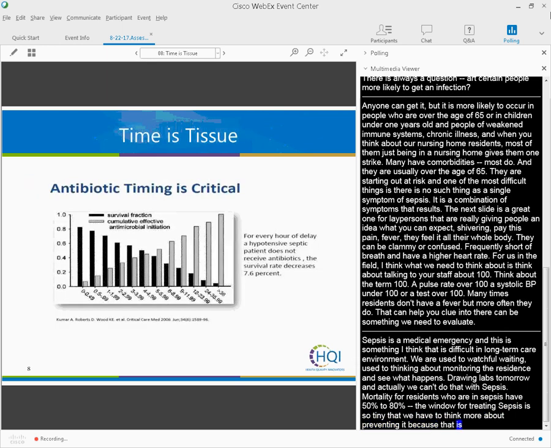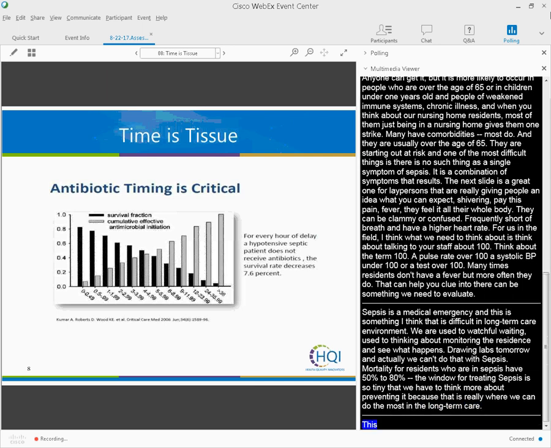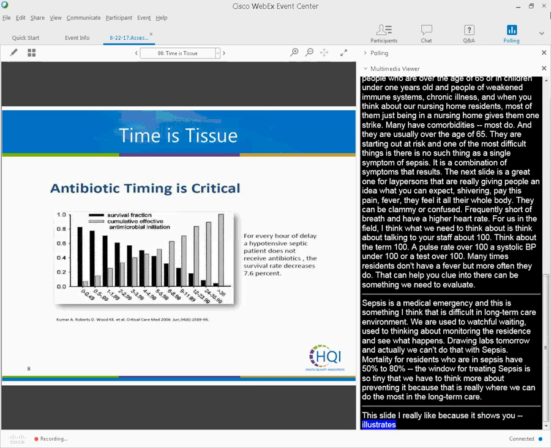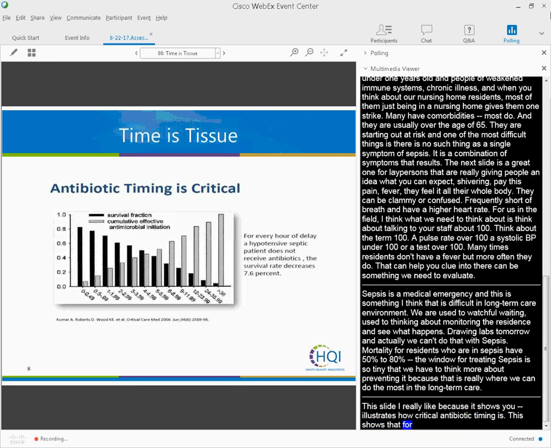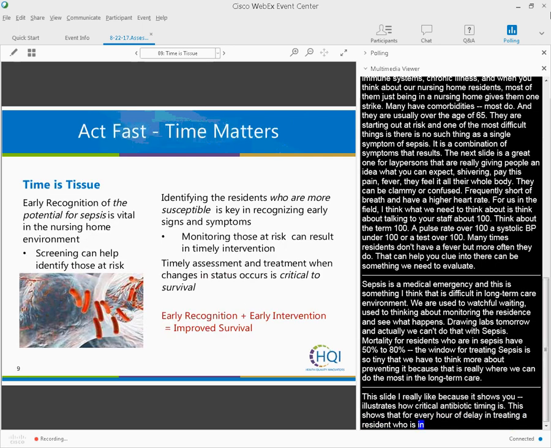Next slide. I really like this one because it illustrates how critical antibiotic timing is. It shows that for every hour of delay in treating a resident who's in septic shock, their mortality increases 7%. CDC says, next slide, act fast. Time matters.